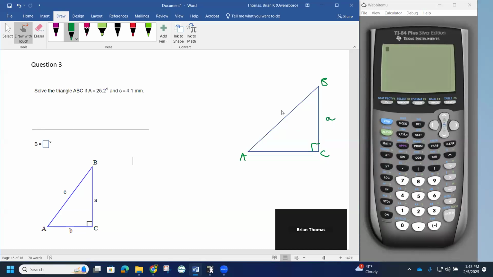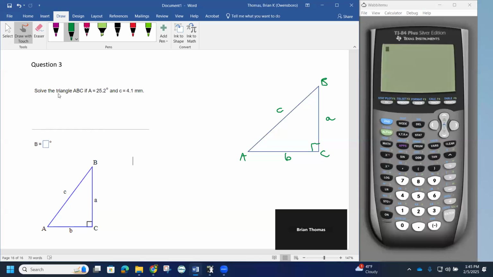Opposite angle C is going to be little c or side C. Opposite angle B is going to be little b, which we use to denote side B. So notice how in our drawing here, opposite angle A is side A, opposite angle B is side B, opposite angle C is side C. So that's what the opposite is going to be, directly across from it.